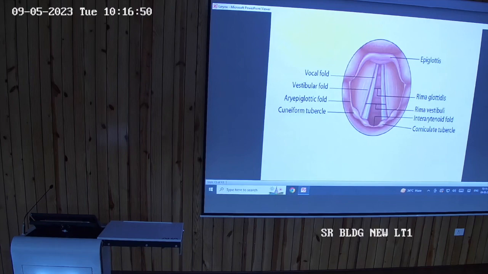Stimulation of the vagus nerve results in vagal syncope. What is vagal syncope? It decreases the heart rate and the person can die. So be careful doing syringing. Never do the syringing forcefully. You should keep this in your mind, it is a very important thing.